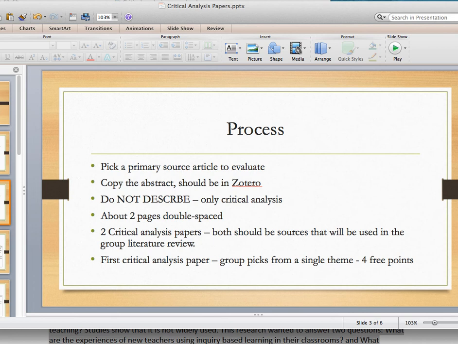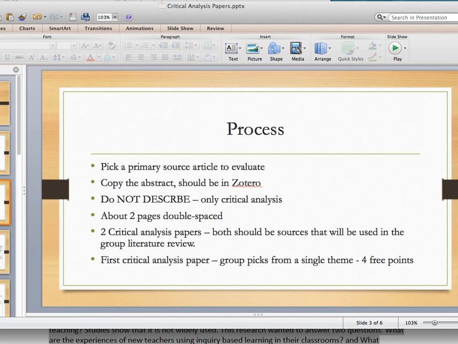Because you're giving us the abstract and because we have the full text available to us in Zotero, we do not want you to describe what the research says. We only want you to be doing critical analysis. So you might feel like, well, I have to explain this, and then I'll do my critical analysis. You don't have to explain it. We'll figure it out. All right, it's going to be about 2 pages double-spaced. You're going to do 2 of these this semester.